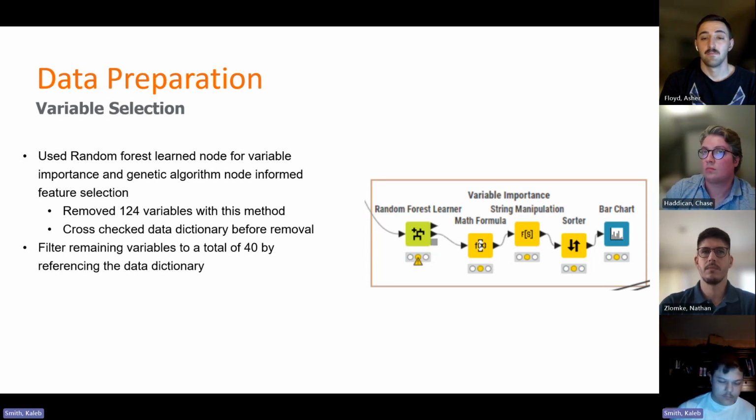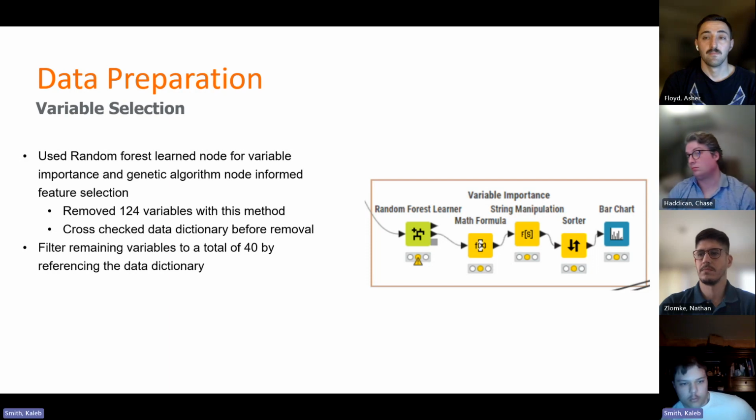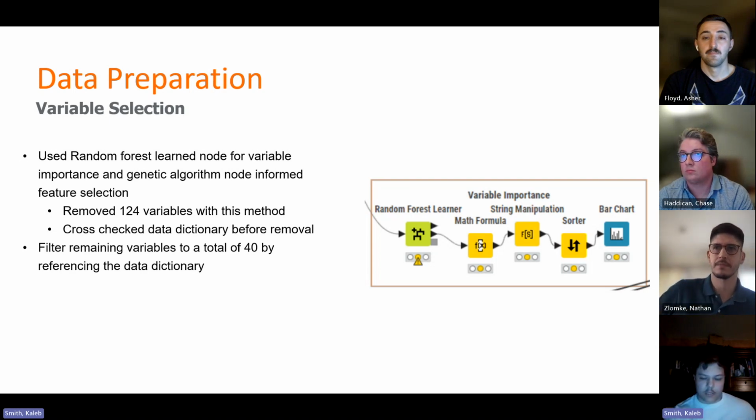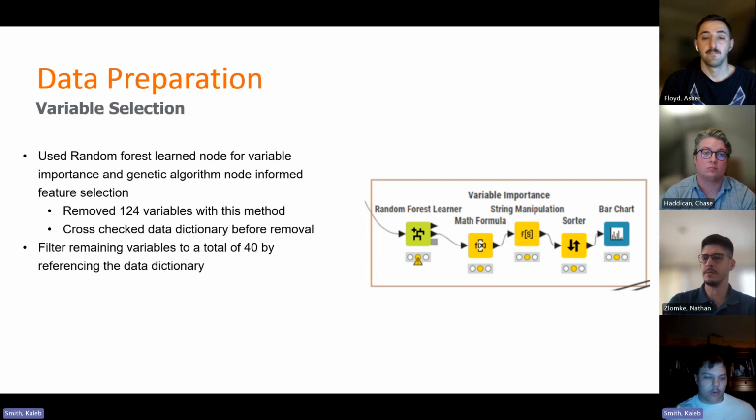So with that, we removed the very bottom ones that had no variable importance to the targeted injury. And then we also used a genetic algorithm node for informed feature selection. With both of those combined, we got rid of 124 variables, cross-checked it with the dictionary before any removal, and then after that, we filtered it down to 40 by hand by referencing the data dictionary.